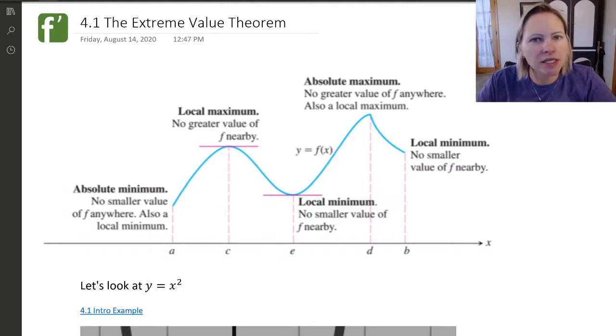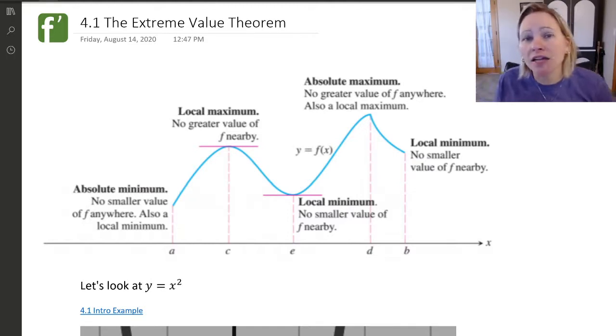So before we get into that and show you an illustration and a visual, let's talk about some vocabulary that we need to be familiar with. First of all, when I talk about maximum and minimum values, those are extreme values. That's what that word means, extreme values. It's talking about maxes and mins.